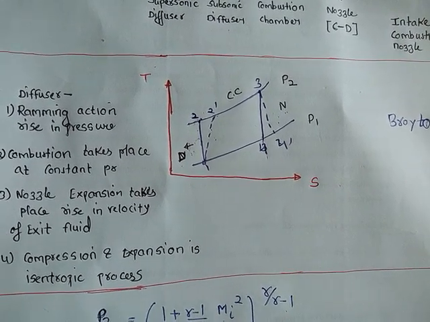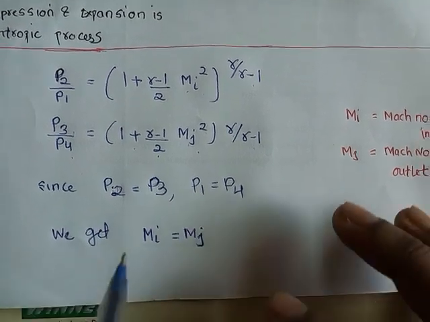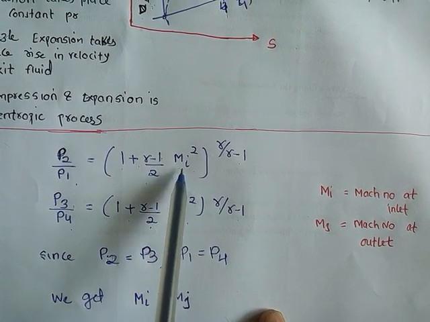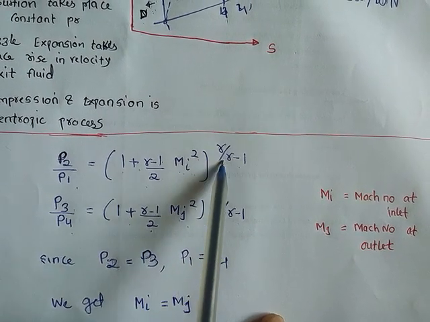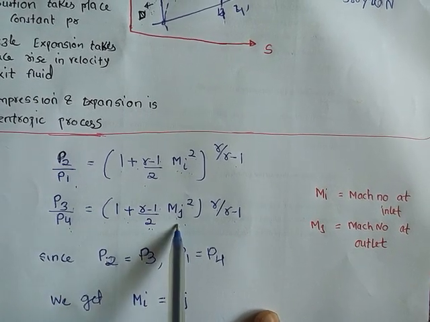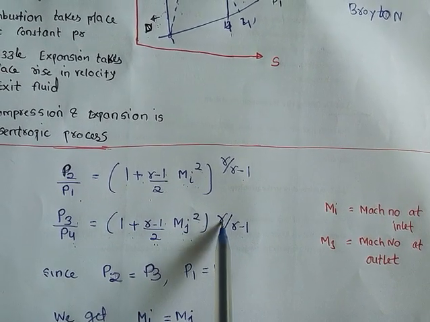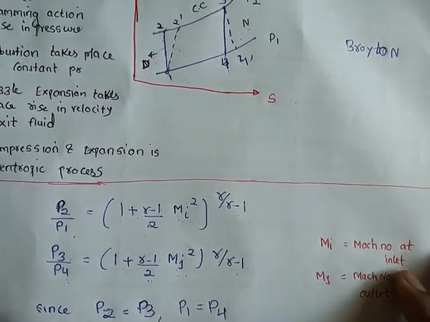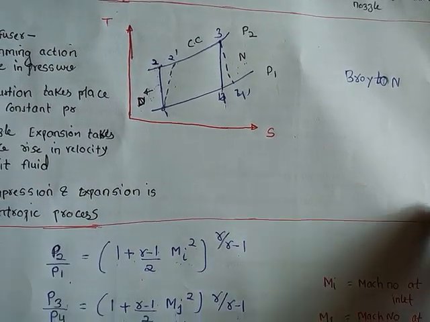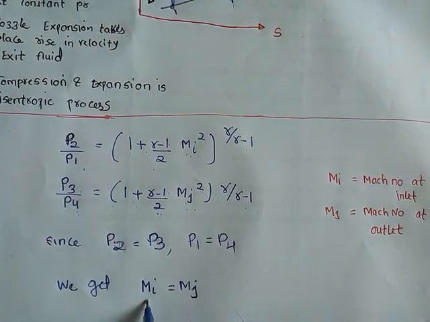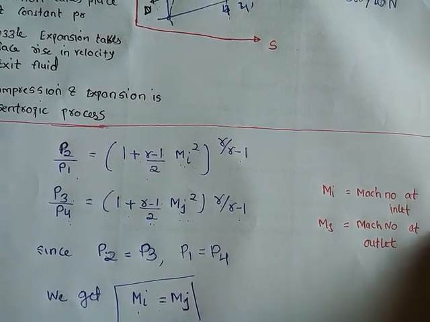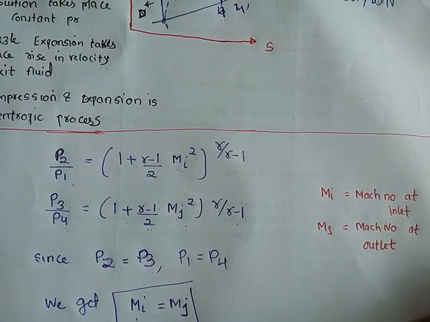Fine. Now coming to certain formulas. As we know, P2 by P1 is (1 + (gamma minus 1)/2 times the Mach number at inlet squared) raised to gamma upon gamma minus 1. P3 by P4 is (1 + (gamma minus 1)/2 times the Mach number of the jet at the exit squared) raised to gamma upon gamma minus 1. As we know from the thermodynamic cycle, P2 equals P3, and P4 equals P1. So we can say that the Mach number at inlet is equal to the Mach number at the outlet. Fine. So these are the formulas that we have seen in the ramjet.